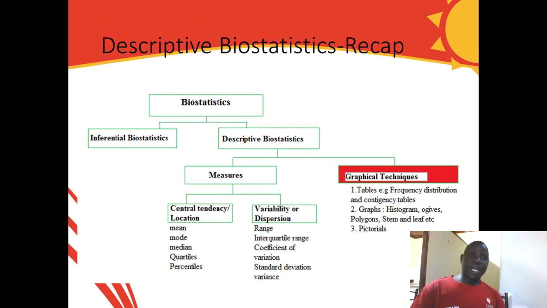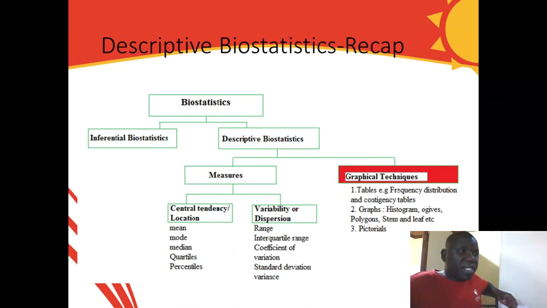Now, this is just a recap of biostatistics in general. We said biostatistics is divided into two branches, namely the inferential biostatistics as well as the descriptive biostatistics. We said the inferential biostatistics, basically we are using sample data to explain the population.